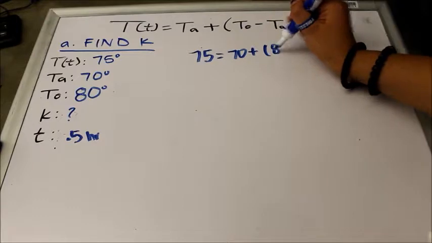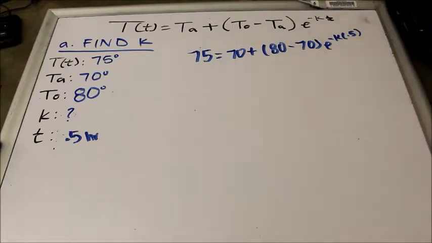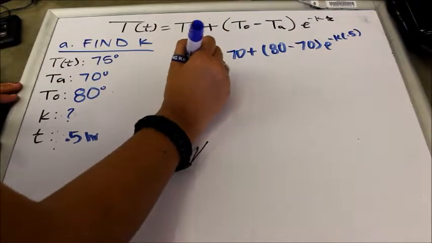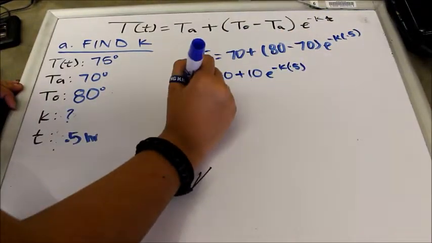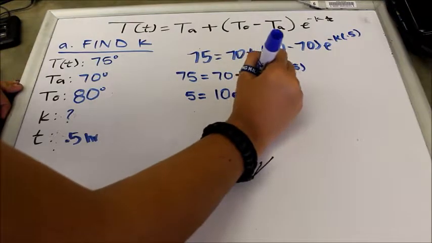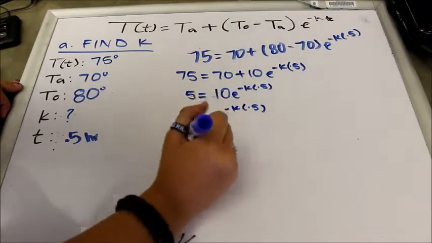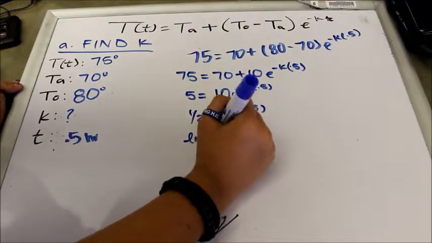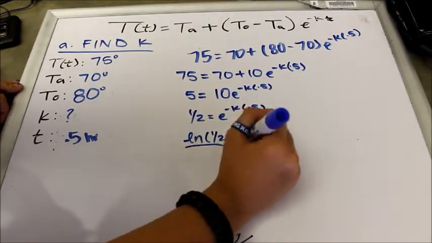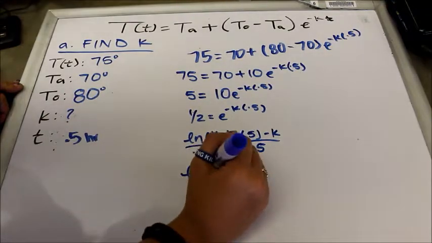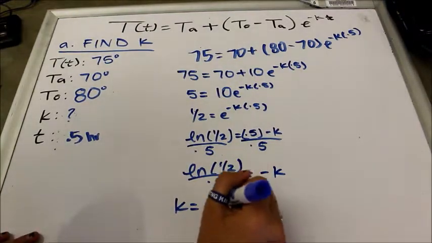The first step is to plug all known values into the equation and then solve what is in the parentheses. Simplifying the equation to 75 equals 70 plus 10 times e to the negative k times 0.5. Then subtract 70 from both sides, which gives you 5 equals 10 times e to the negative k times 0.5. The next step is to divide both sides by 10 in order to isolate the e, and then to get rid of said e, I will take the natural log of both sides. By using the calculator to take the natural log of both sides, we are now left with negative k times 0.5. In order to get k completely by itself, you must divide both sides by a negative 0.5, or 1/2.